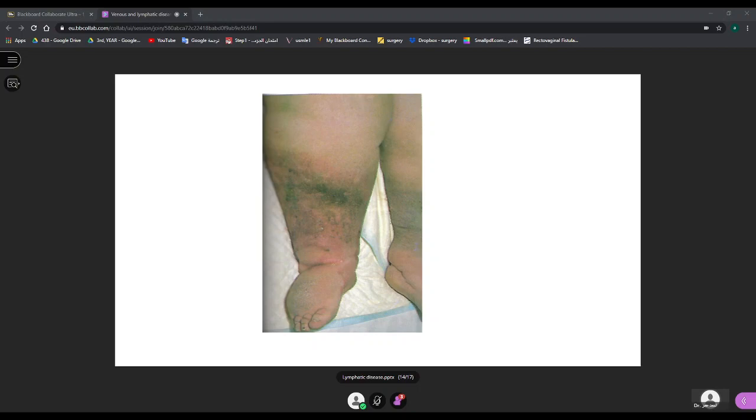This patient has lymphedema. And as you can see here, there is some fibrosis, some thickening in the skin, and loss of the contour of the ankle. So more or less, you may see a picture like that. This black color might be warts. As I have mentioned, the patient can develop warts, and he might have a nodular skin secondary to lymphedema. Okay.